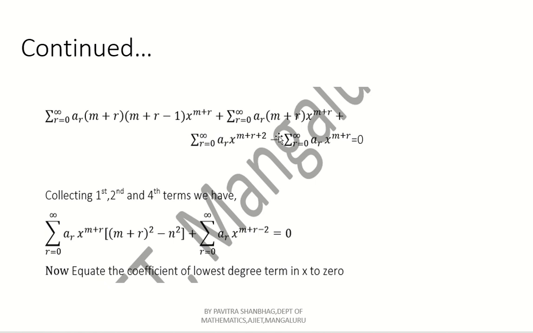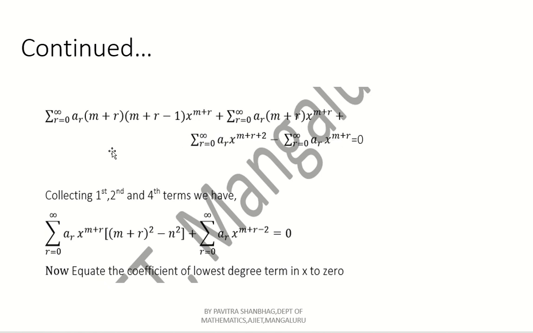Now our intention is to collect x^(m+r) on one side and the remaining term to the other side. See what we will get collecting. See here, wherever x^(m+r) is present: here it is there, here also x^(m+r), here also x^(m+r). So can we collect the first term, second term and fourth term together?